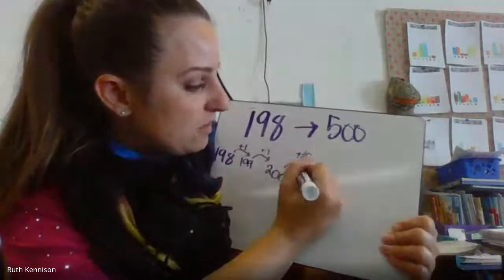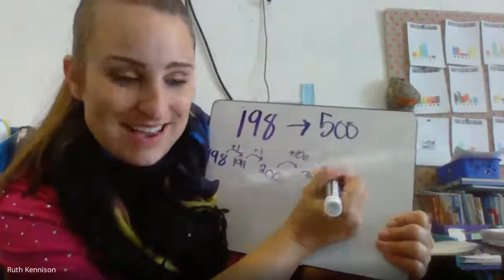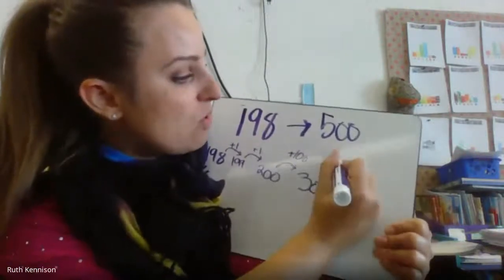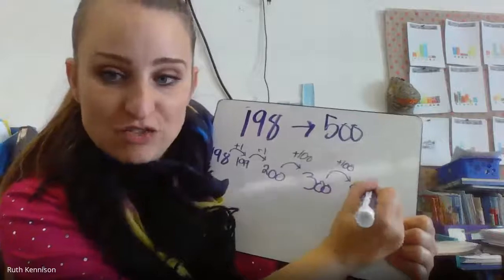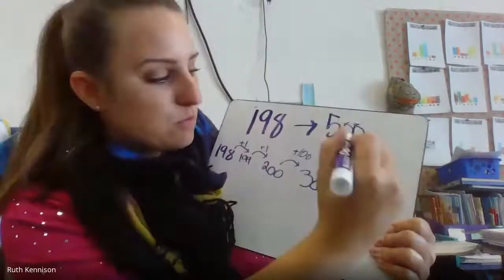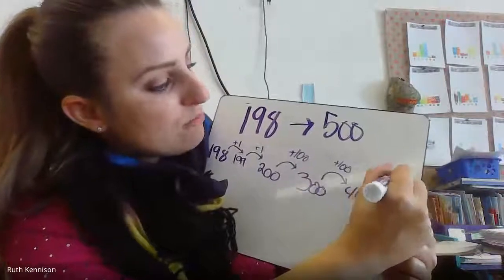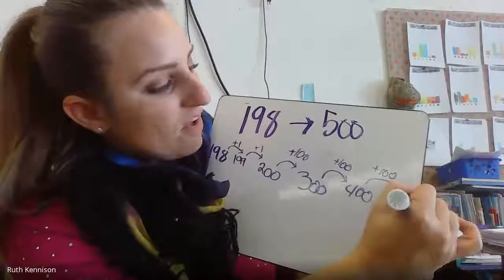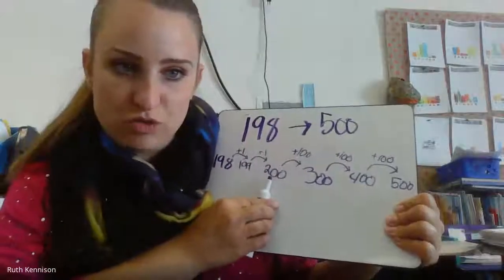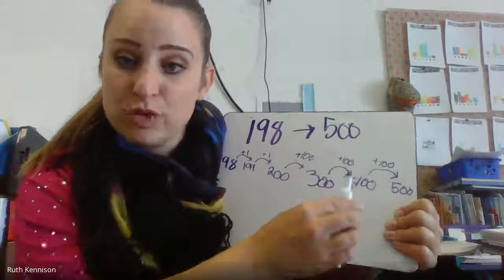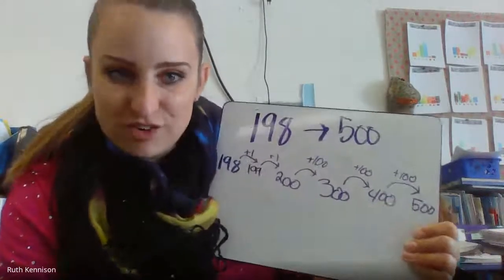100, 200 plus 100 is 300. We're going to count by 100 more. Now we're at 400. Oh my goodness, we're almost there. Working so hard. 100 more is 500, and we're there. Once we got to our benchmark number of 200, and we got to count by those really big numbers, it made our life so much easier and faster.